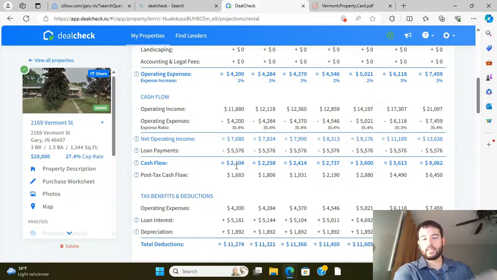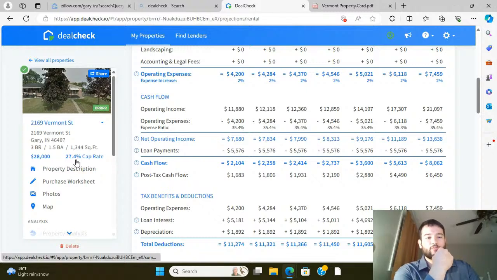Yeah. I mean, that's usually, you're seeing a lot of these people that are picking up single family houses. They're making 200 to 250 a month while they have a loan in place. So 27.4% cap rate. Would you guys think that's fair? I mean, at 28,000, I could see it.